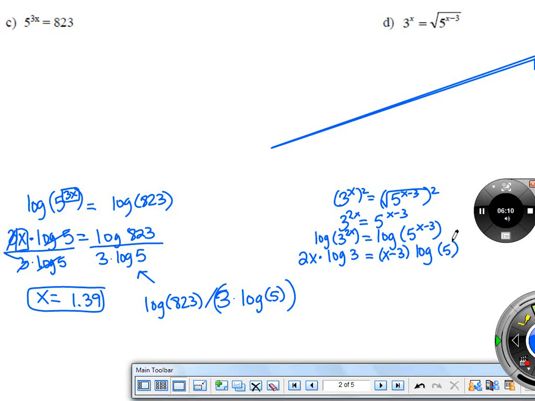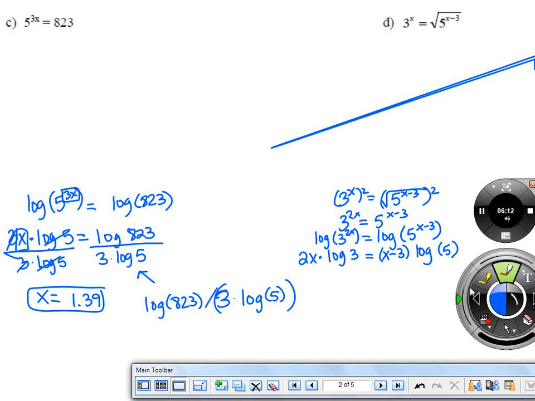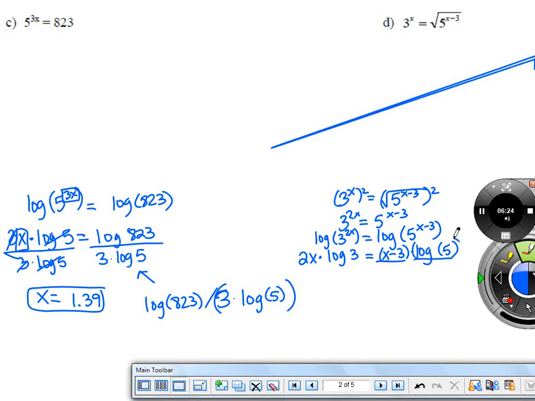Now here's a problem. There are x's on both sides, and I can't get them alone because this whole thing is multiplying this whole thing. So if I want to get the x alone, I'm going to have to separate it from that minus 3. So I need to go ahead and distribute this number, this log of 5. Remember, that is just a decimal number here. So this is going to be x times log of 5 minus 3 times log of 5. And on this side, I have 2x log of 3.